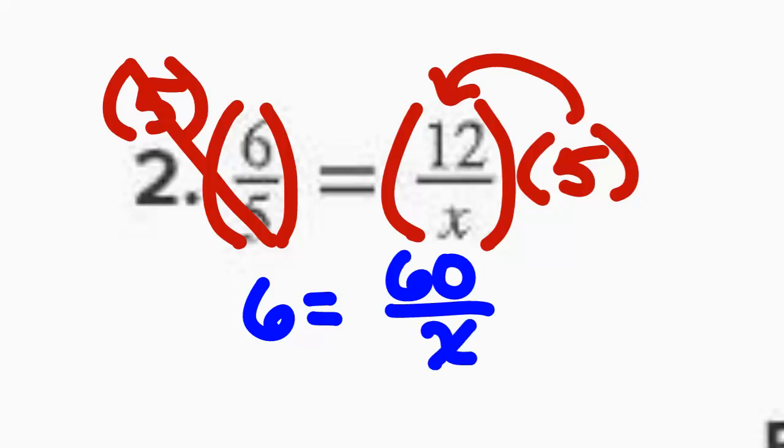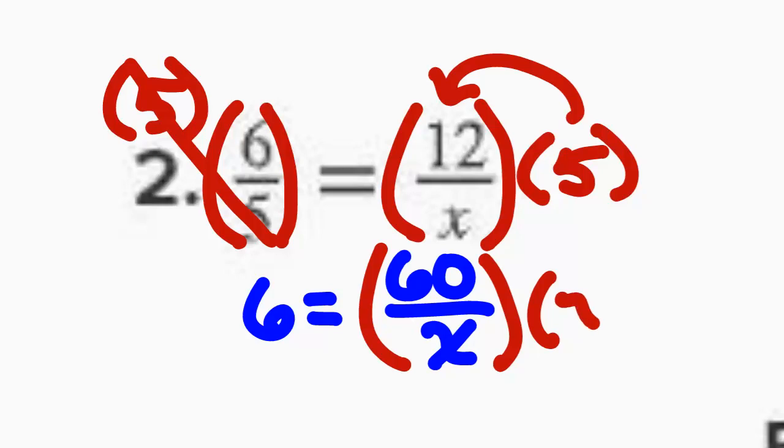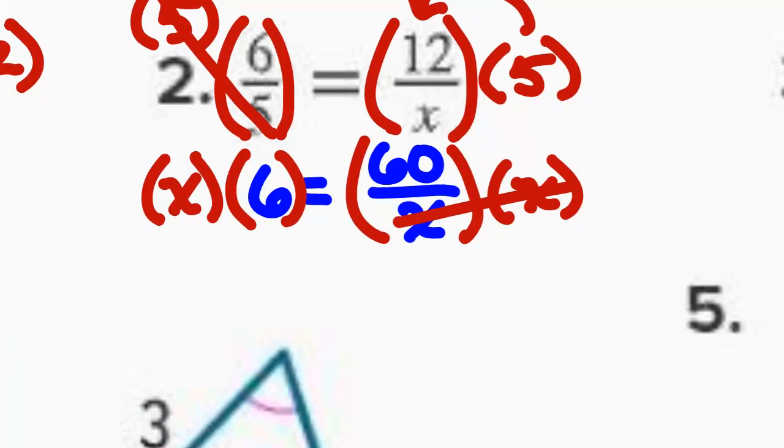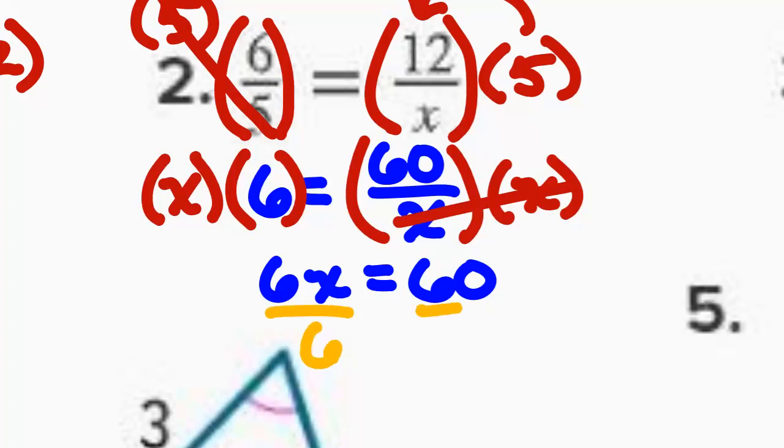And then I have to multiply by the denominator of x. So I would have 6x equals 60. And then you divide both sides by 6. And that's how you get that x is 10.